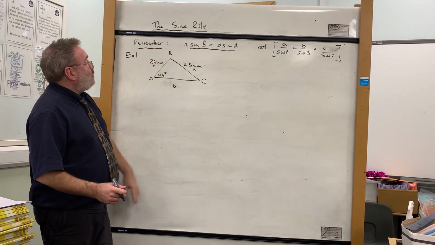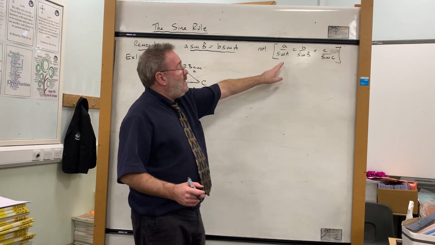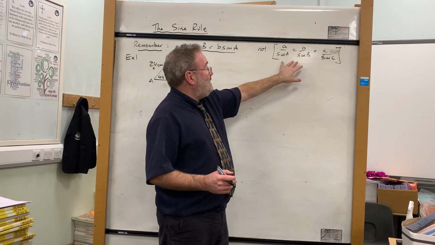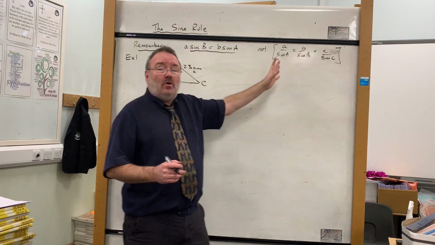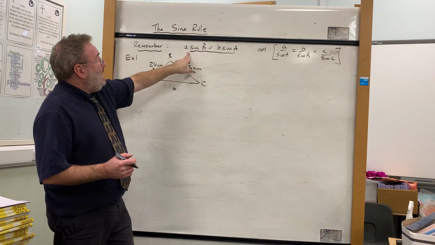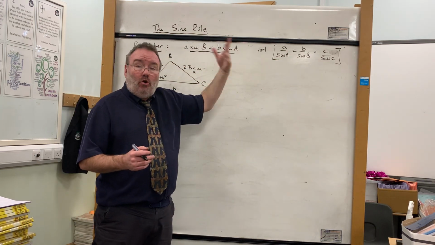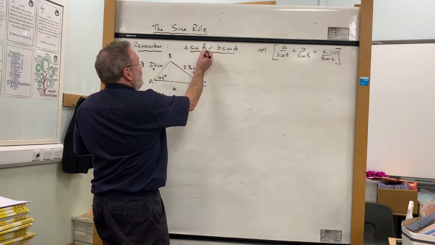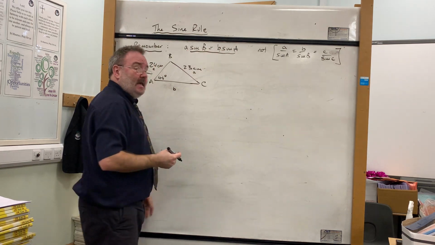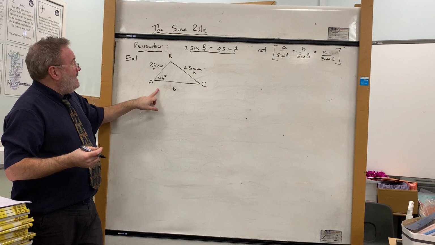Sine rule. Now, that's the formula you get on the formula sheet. That's not the one we use though. Remember, A sine B equals B sine A, or whichever combination: first letter, second letter, first letter. So we'll take the first example here.